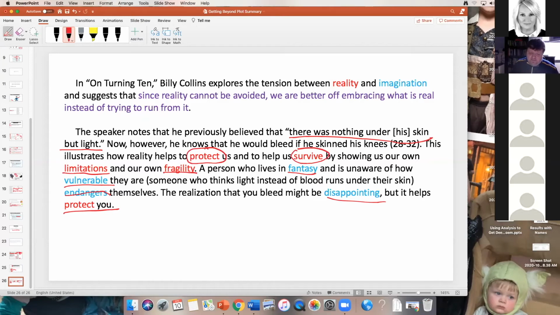And as I'm doing that, guys, you have to always talk about meaning words, because you don't just want to keep saying reality, imagination, reality, or imagination. What does reality do? Well, in this part, I think it protects us. It helps us survive. It shows us how fragile we are. Does that make sense? That's a really important part.